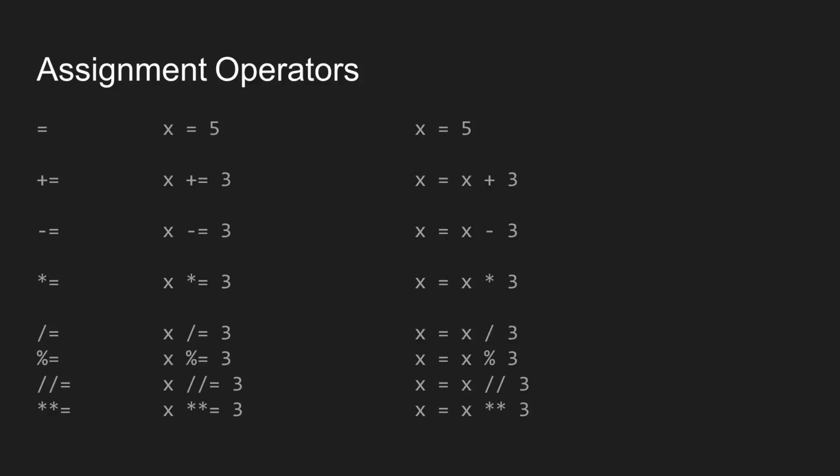X minus equal 3, we're decrementing by 3. Times equal 2 multiplies, so 3 times 5 is 15, right? Here, and then we got 2, right? Because 2 goes into 3, 5 goes 1.